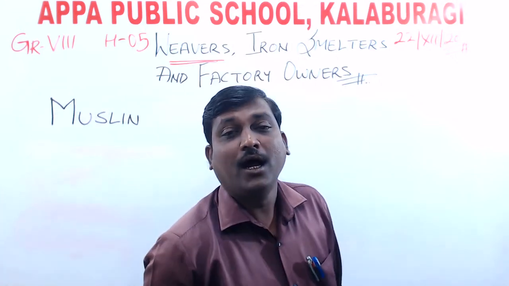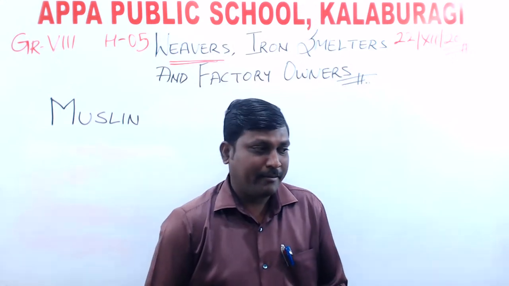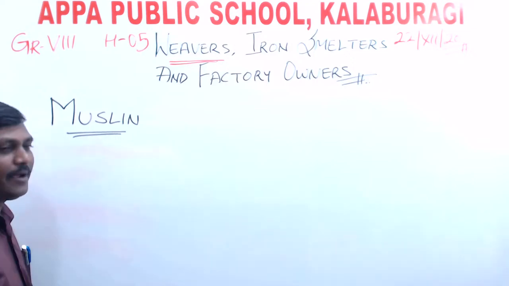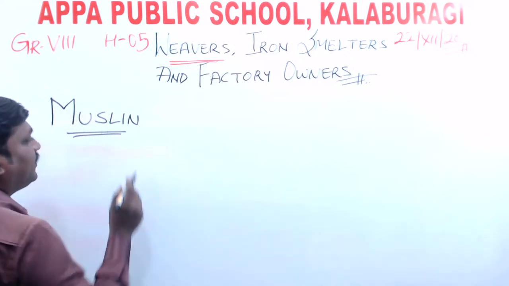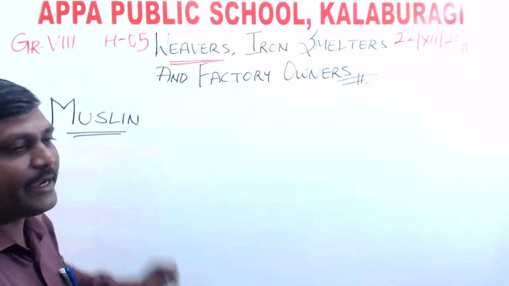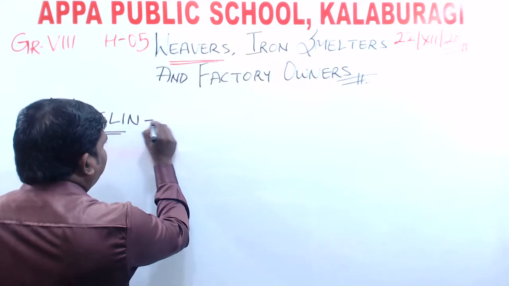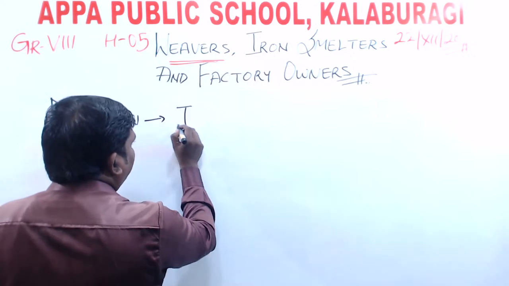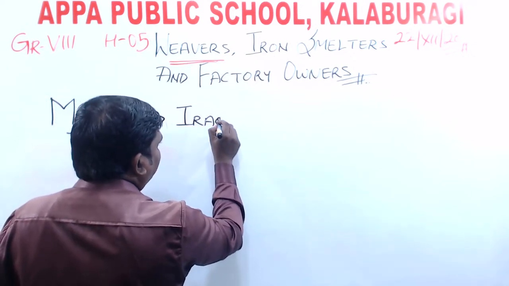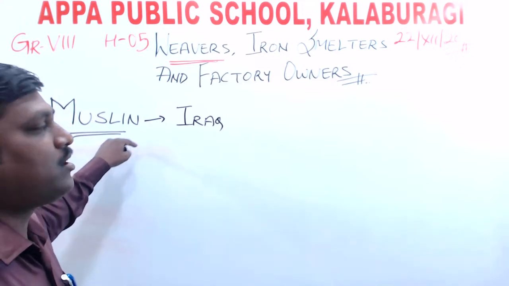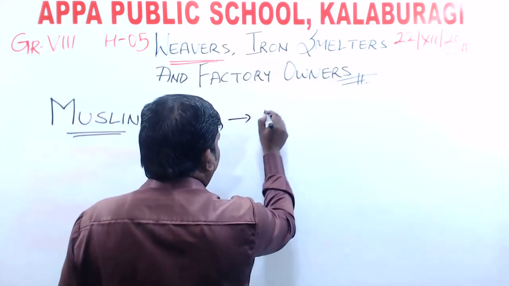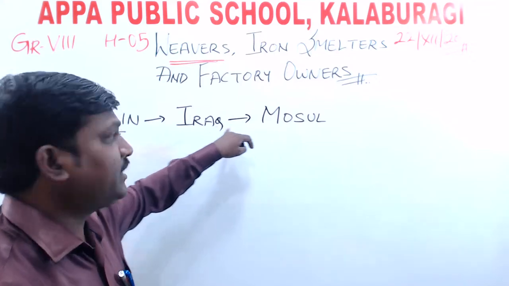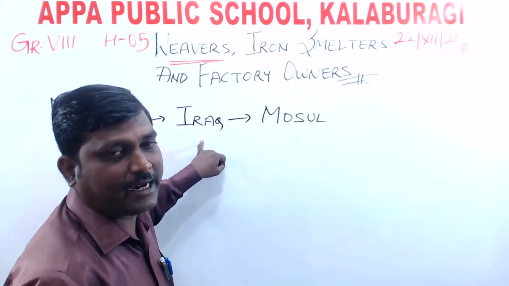Muslin is a cotton cloth. So now this cloth is made in India, originated in India. So now how did this particular cotton cloth get named muslin? Okay, so now here the Iraqis, the Iraq people, when they carried the cotton cloth to Iraq, at that time the particular place they carried it to was Mosul. So now currently Mosul is in Iraq.